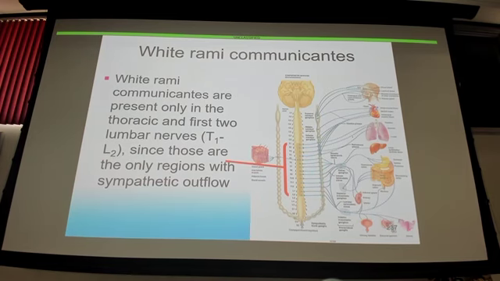Am I tracking? If not, I know it's Friday. If you're not tracking, let me know. There's no output out there, so we don't need a way for that axon to get off of that spinal nerve. That's another way to say it. But in these areas, we do. Okay.